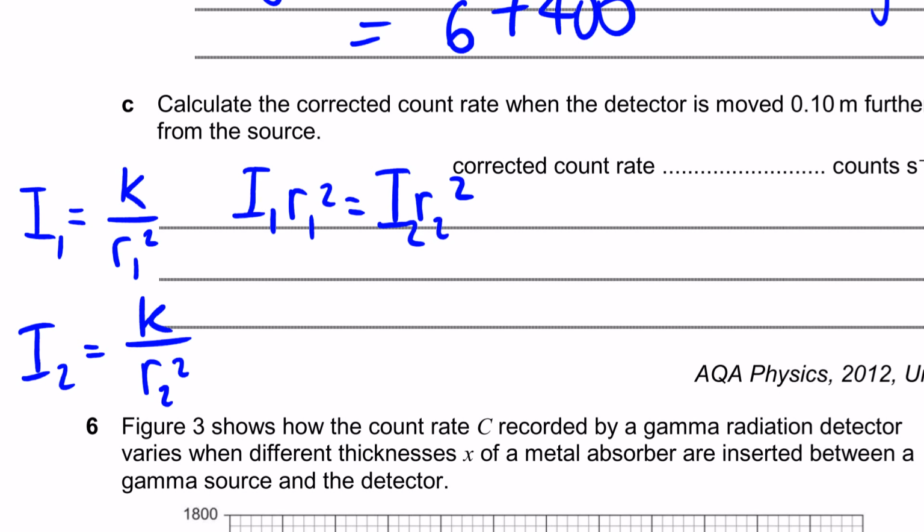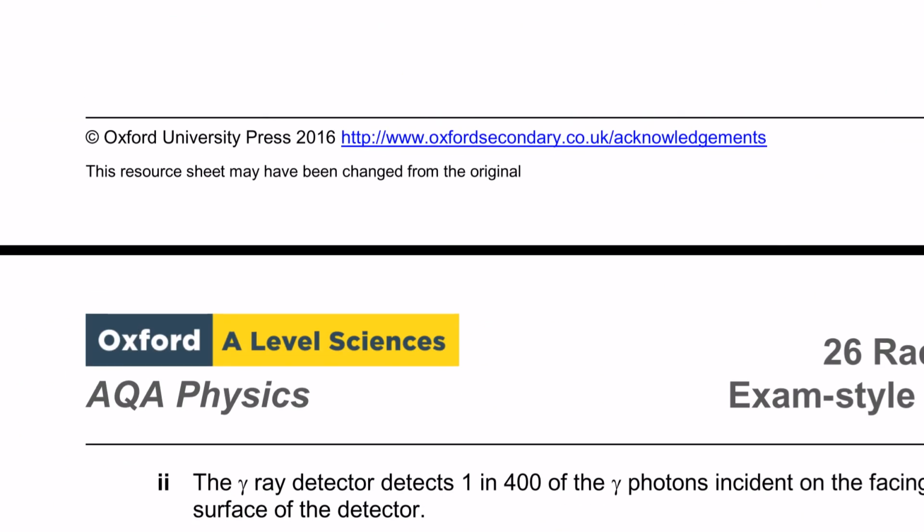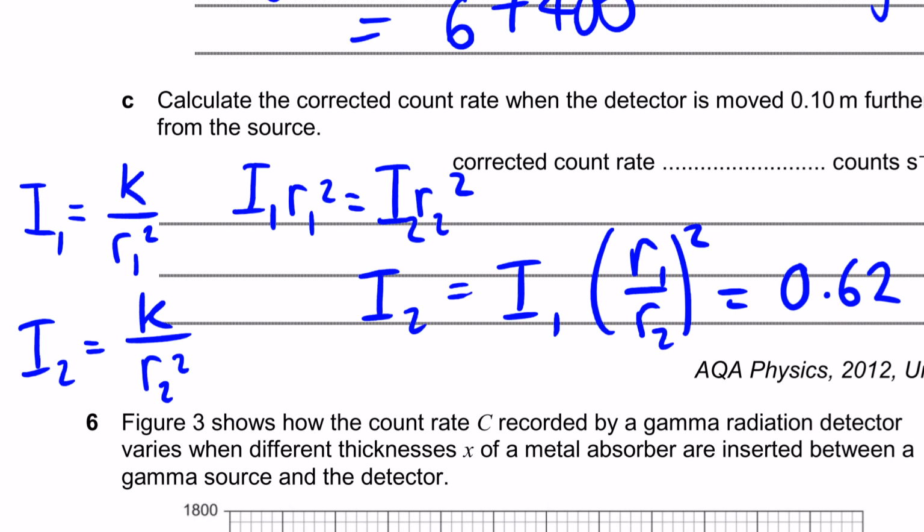Rearrange to get that, and we have I2 equals I1 times r1 over r2, squared. We'll take the square outside the bracket. Okay, I1 is 0.62, let's double check that. Yeah, 0.62. The radius before is 0.18, and the radius after is 0.28 because it's 0.1 more. Square all of that, and it comes out as 0.26.